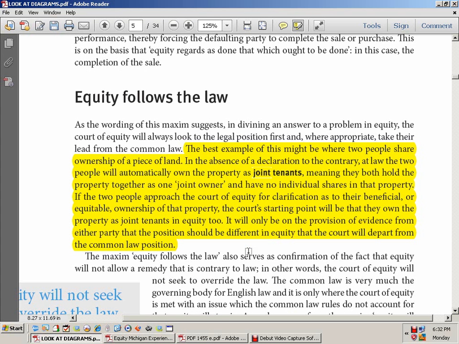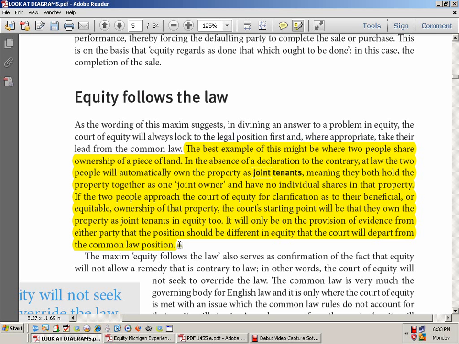Equity follows the law. The best example of this might be where two people share ownership in a piece of land. In the absence of a declaration to the contrary, at law, the two people will automatically own the property as joint tenants, meaning they both hold the property together as one joint owner and no individual shares in that property. If the two people approach the court of equity for clarification as to the beneficial or equitable ownership of the property, the court's starting point will be that they own the property as joint tenants in equity too. It will only be on the provision of evidence from either party that the position should be different in equity that the court will depart from the common law option.